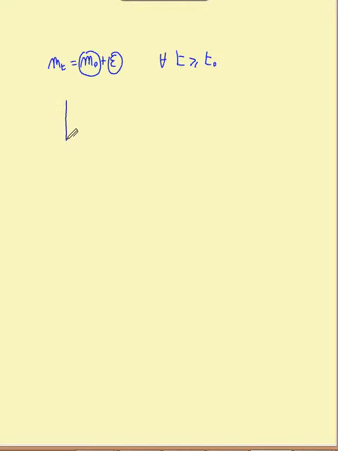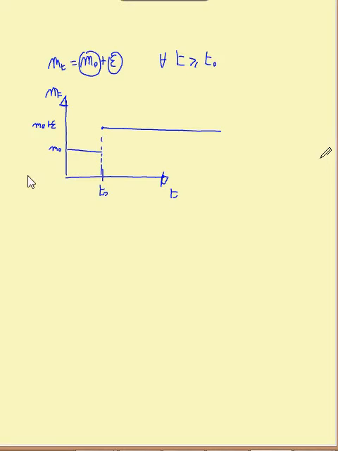We mean that the money stock with respect to time, until t0, the nominal money stock is m0. Suddenly, starting from t0, the nominal money stock becomes m0 plus epsilon. So what is the dynamic in the exchange rate?